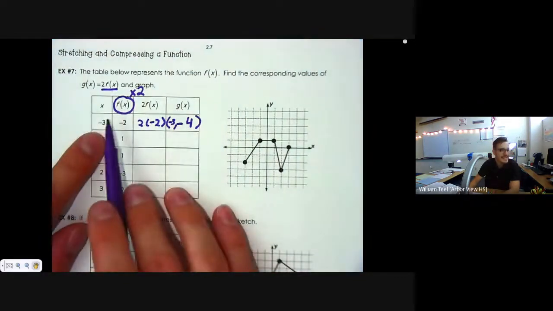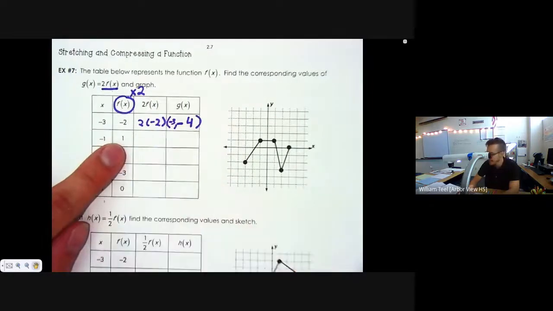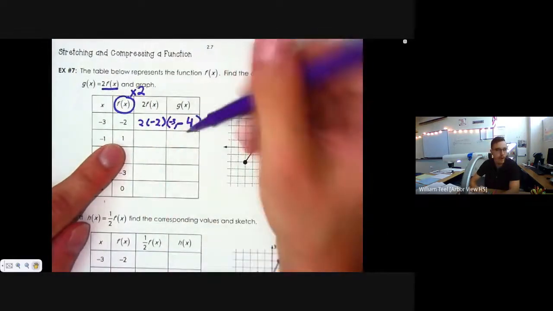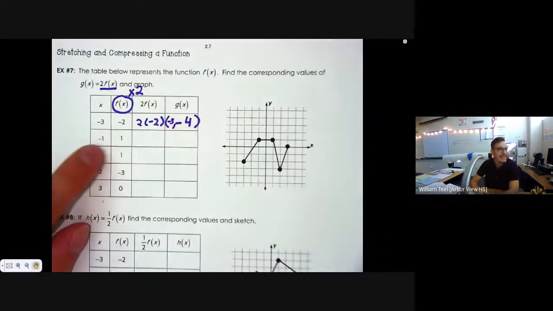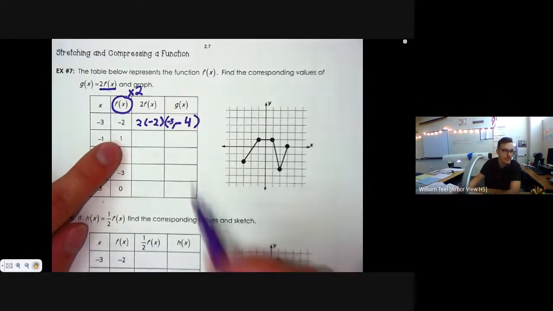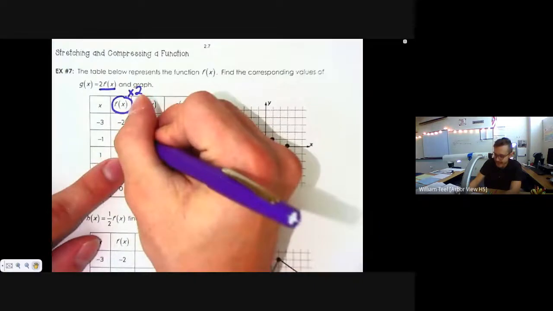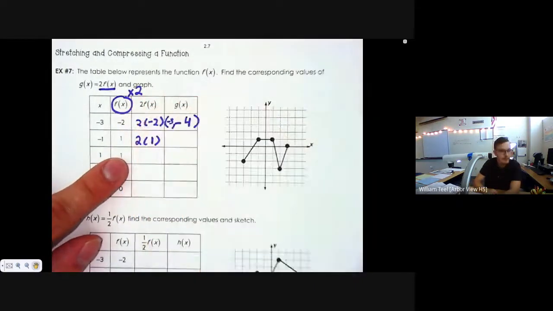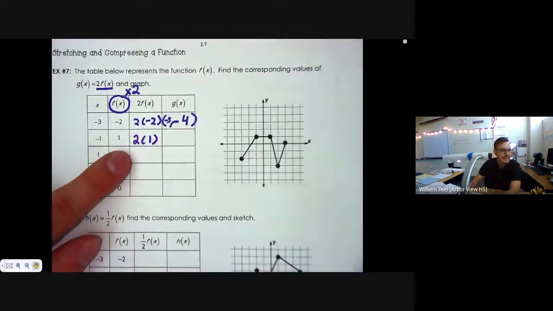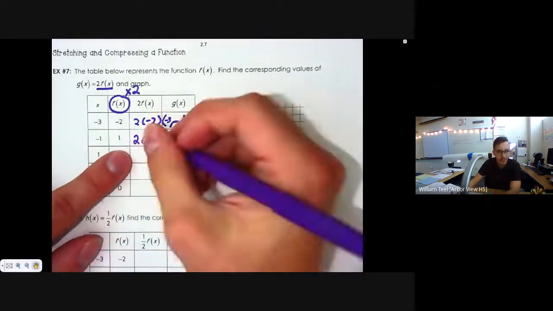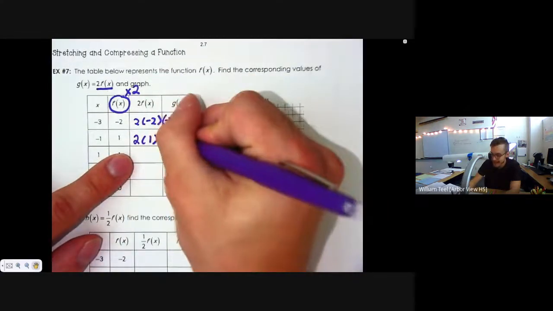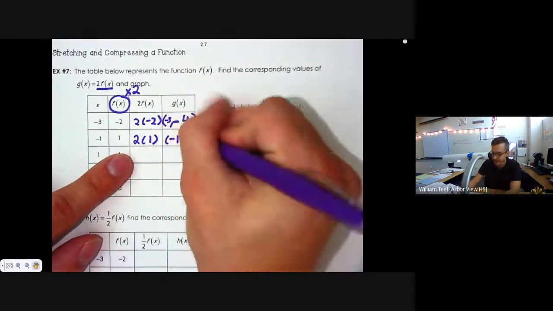So just nice and easy, after you do 2 times f of x, you're just going to plug that in for the y value. Okay, second one, x value is negative 1, f of x is 1. So if we're going to find 2 times f of x, we are essentially saying 2 times 1. And 2 times 1 is going to give us a y value of 2. So our coordinate is going to be negative 1, comma, 2.